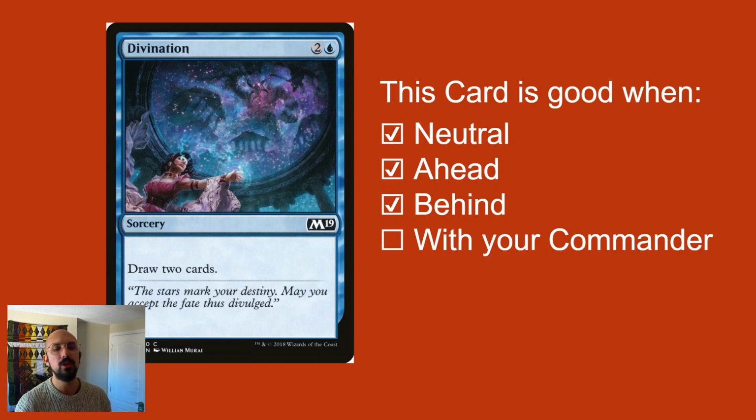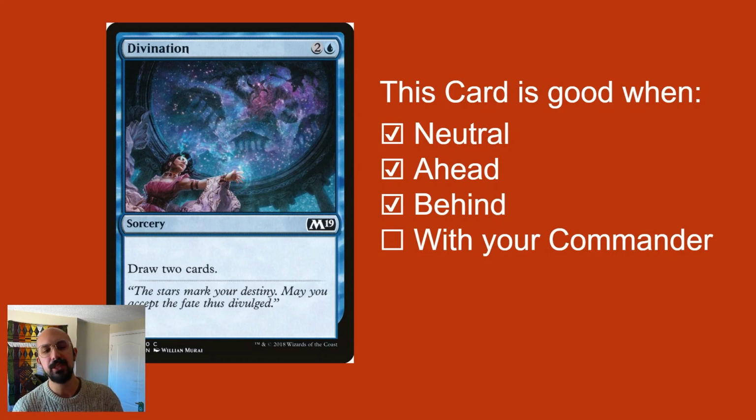And finally, it's good when you are behind because you need to be drawing into answers. Either they be like board clears or removal, or you might need to draw into your resource engines that will rocket you back into the game. For example, if you've been stuck on 3 mana and your opponents are on 5 and 6, Divination has a pretty high chance of drawing you into a land, which will enable you to get back in the game. Look at my video on how many lands you should play to see the sheer power of an extra few draws to get you the lands that you need.